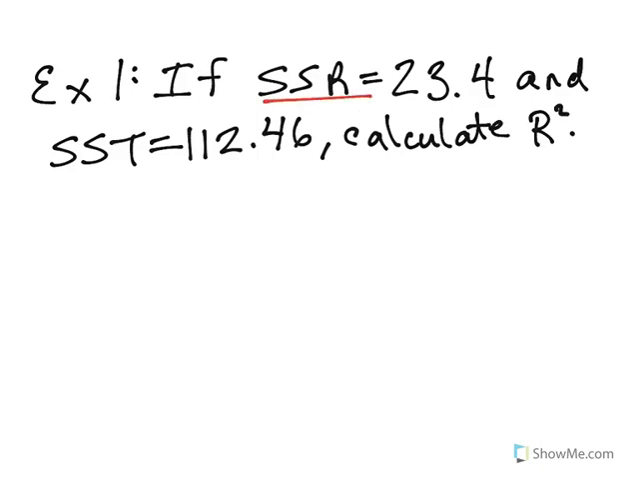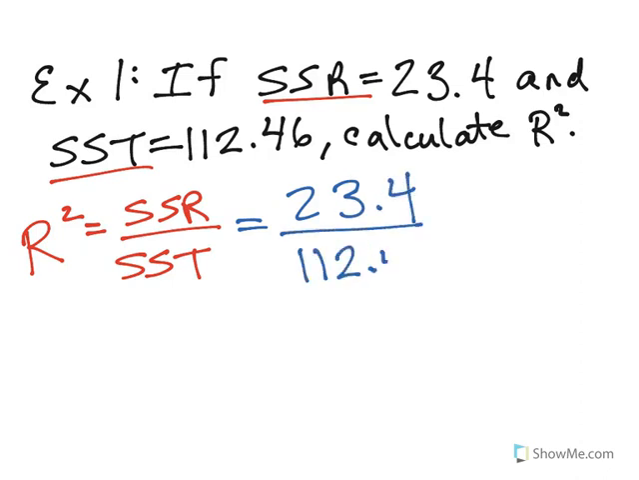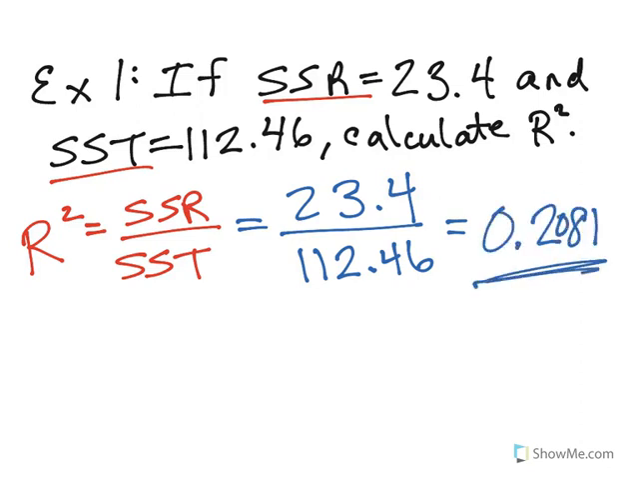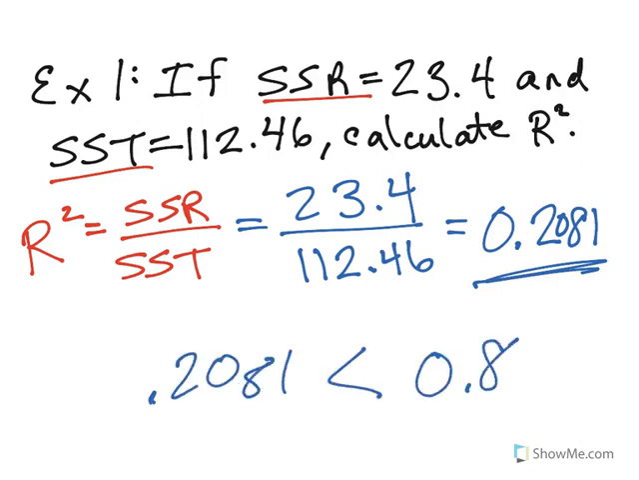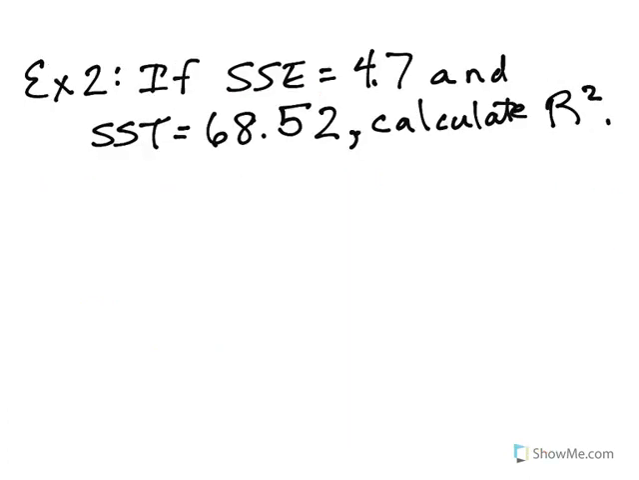Now, notice since we have these two, we are going to use the formula r squared equals SSR over SST. Let's plug in what we know. 23.4 divided by 112.46. When we divide numerator by denominator, I get 0.2081. That is less than 0.8. So we would say this is a bad predictor. The line that this came from would not be a great idea to use to predict future variables.